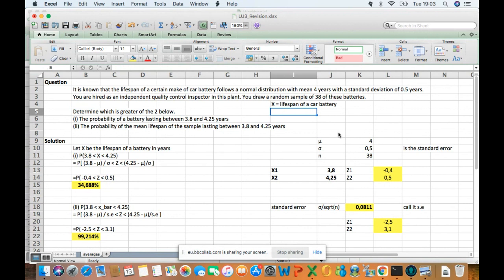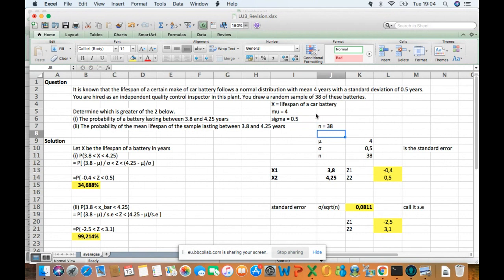And then the values in this question, what are the symbols for it? So it says with a mean of 4 years. So that means your mu is 4. Okay, so your mu is 4, and the standard deviation is 0.5. So that's your sigma. Sigma is equal to 0.5. All right, and then we draw a sample of 38. So that's our small n. So you'll make a note of those values. N is your 38. Okay, so make sure you got that down. So X is your lifespan.